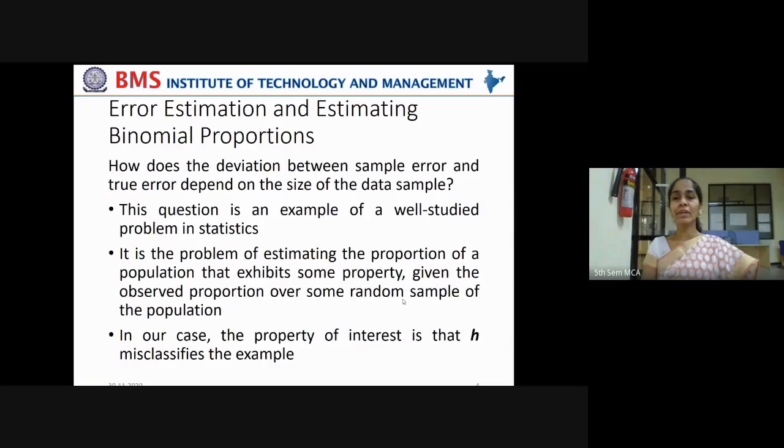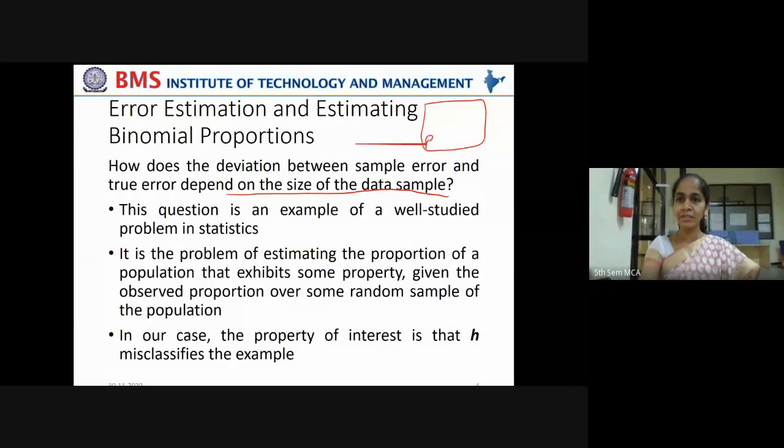How does the deviation between sample error and true error depend on the size of the data sample? Now, you know what is a sample error, right? From a larger population, if you draw some data points at random such that one draw doesn't affect the other draw, one draw is independent of the other draw. Right? In such a way, if you take a sample S from the total population, then what is the error associated with the sample and how does that influence the true error associated with the population? That we have tried to understand up to some extent in the last session.